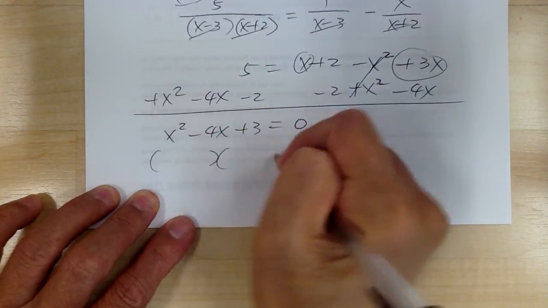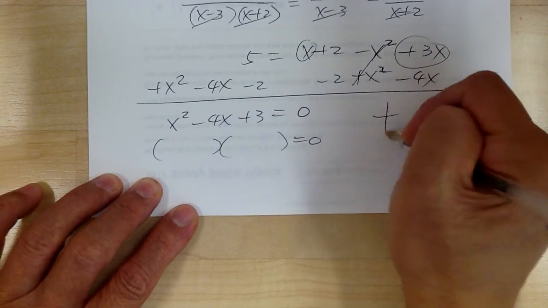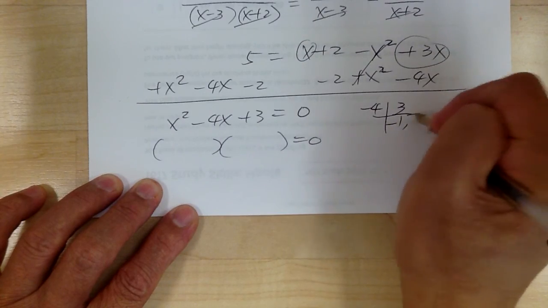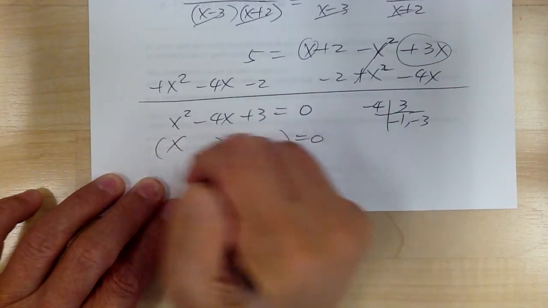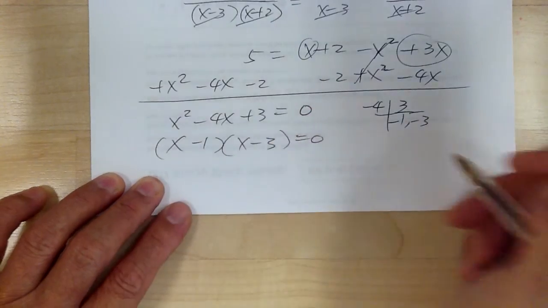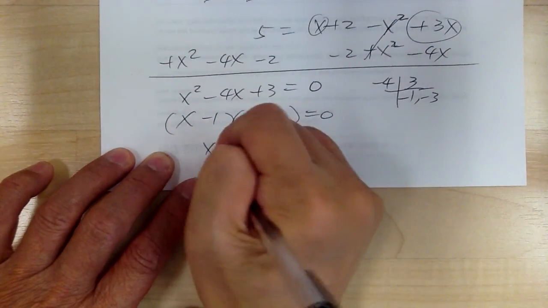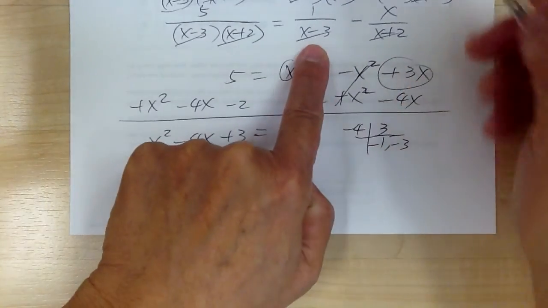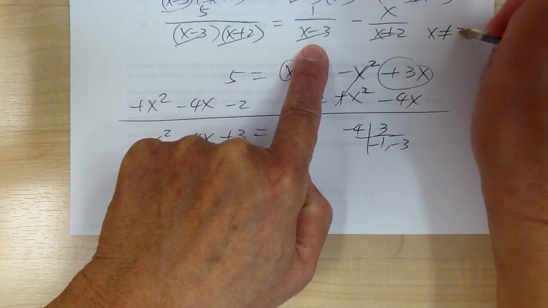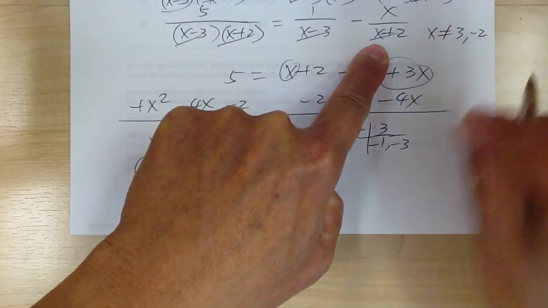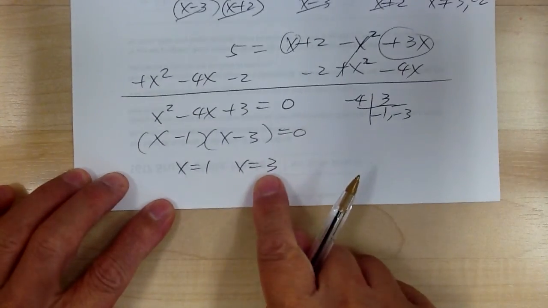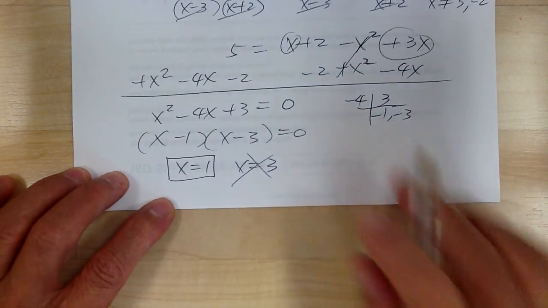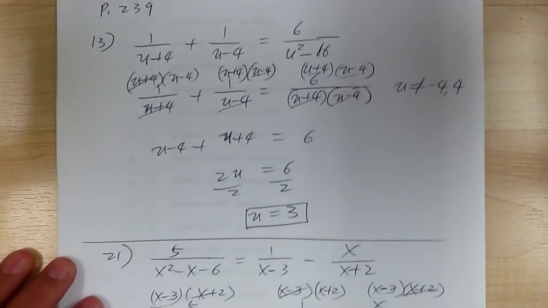So do the factoring. So master product, you get negative 4 and 3. So you need to get negative 1, comma, negative 3. So (x minus 1)(x minus 3). From here, you're going to get x equal to 1, x equal to 3. But you have to watch your restrictions. Over here, x cannot equal 3, x cannot equal negative 2, so you have to check. So this one is no good, right? So the only answer is x equal to 1. Okay.